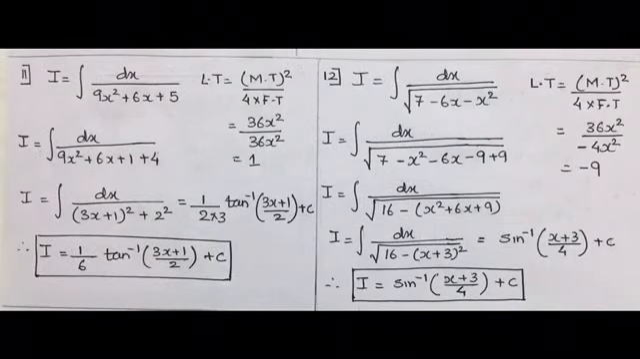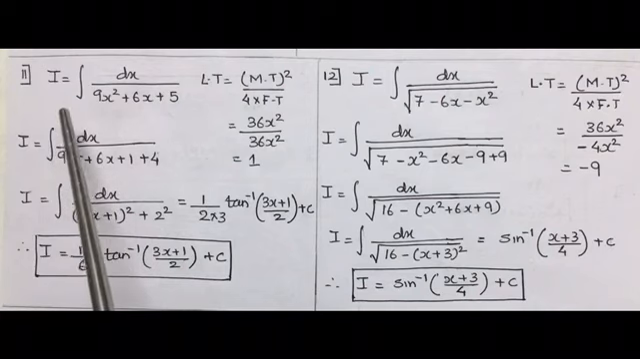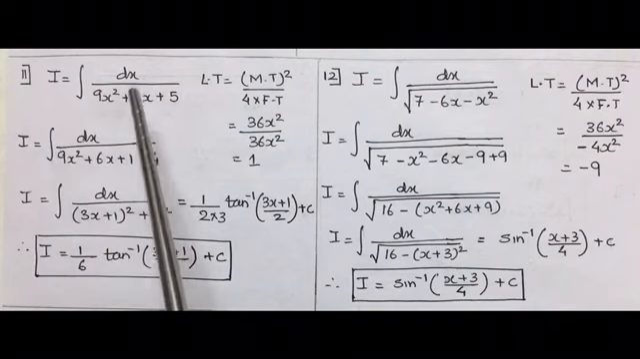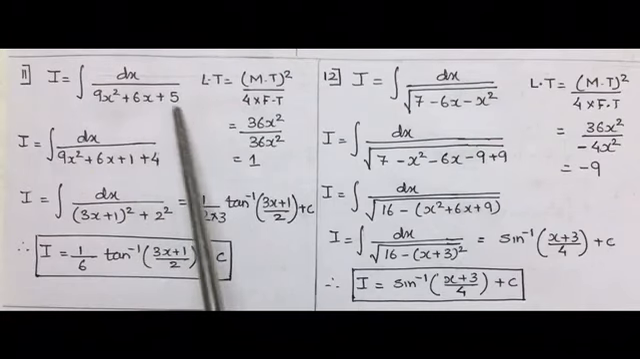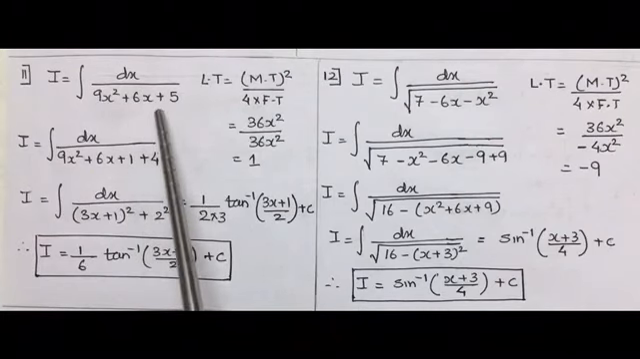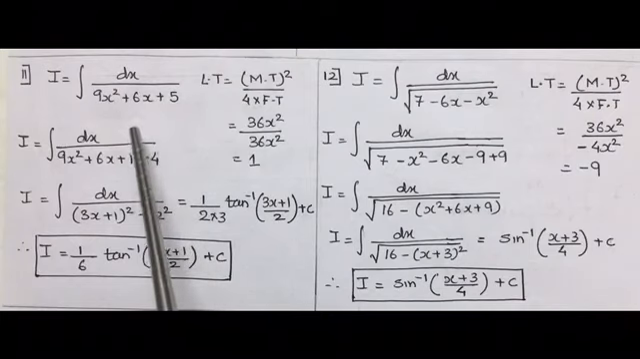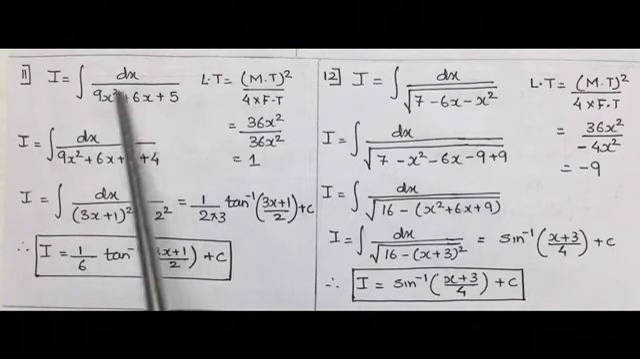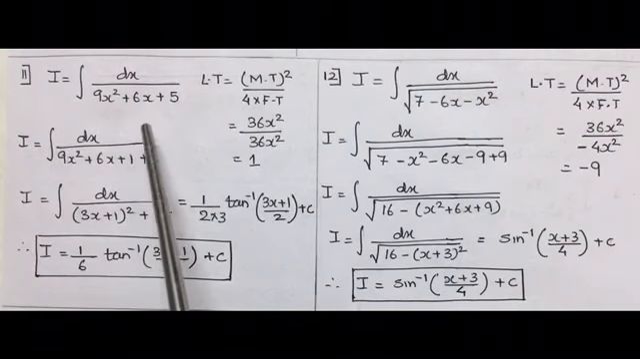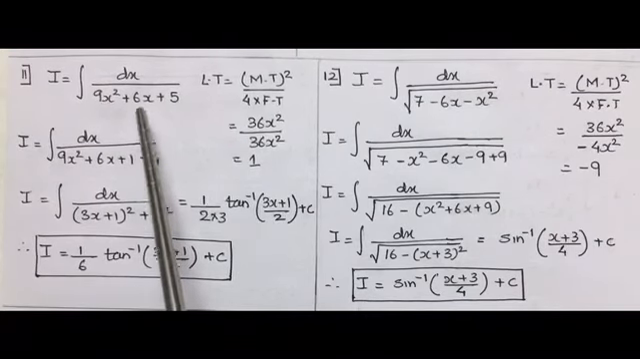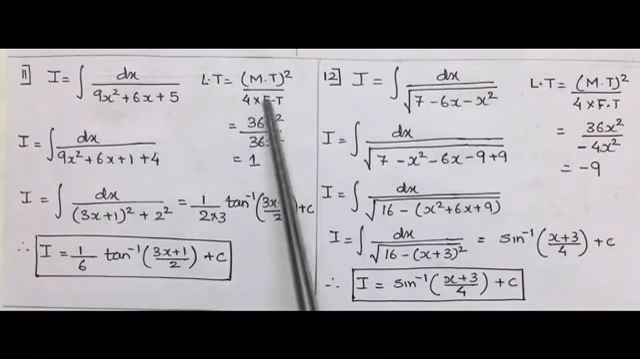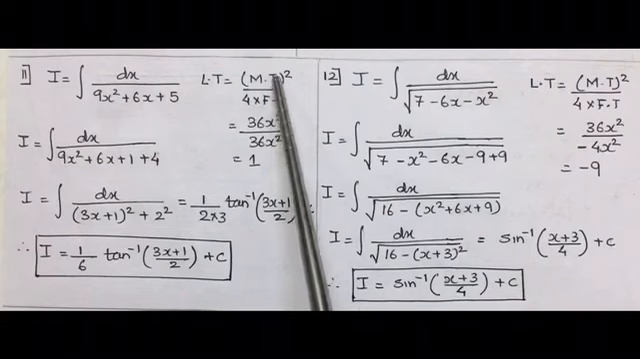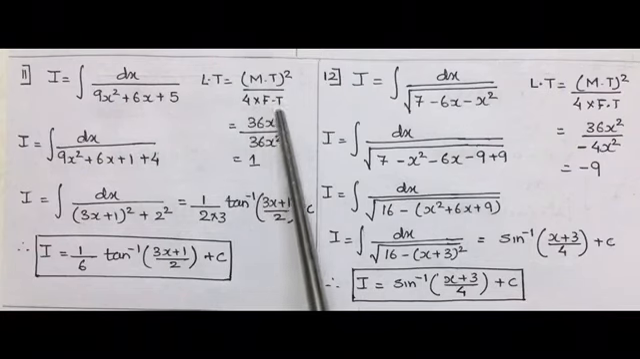Question number 11. Given is I is equal to integration dx upon 9x square plus 6x plus 5, which is again not in the form of x square plus a square. So we have to convert this quadratic expression in terms of a perfect square by adjusting the last term, that is 5. So again using the formula middle term square upon 4 into first term.